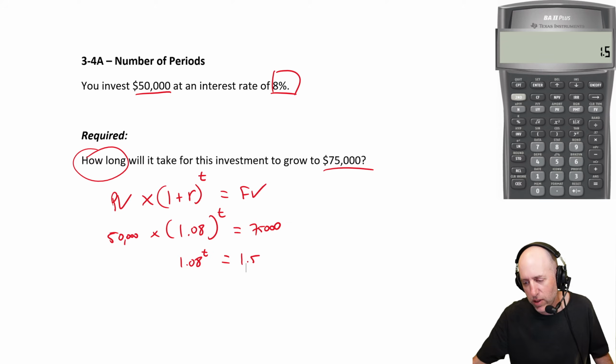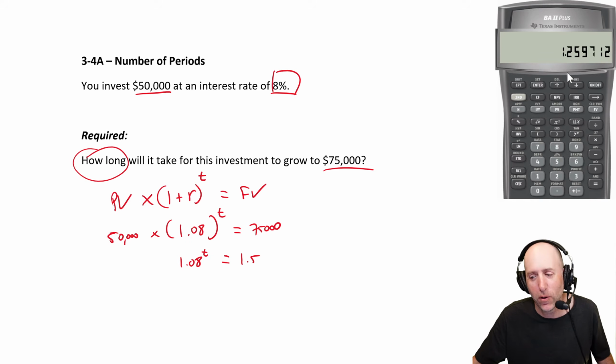Okay, so I need to make 1.08 to the power of something equal 1.5. And the good news is most calculators will have this y to the x or x to the y button, that I'm hovering over right now. And so I just trial and error. I go, okay, well, 1.08 to the power of 3, at 3 years, is 1.25. I'm not even close.